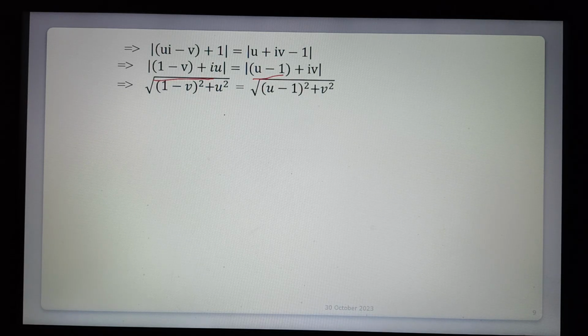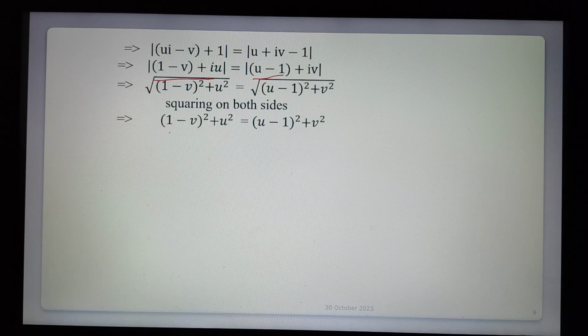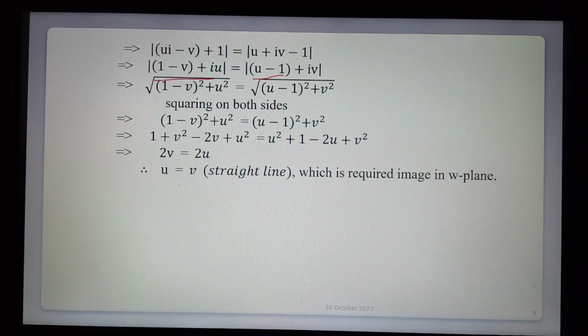Now squaring on both sides, the square root cancels. 1 minus v whole square plus u square is equal to u minus 1 whole square plus v square. Expanding: 1 plus v square minus 2v plus u square is equal to u square plus 1 minus 2u plus v square. Simplification gives 2v is equal to 2u, that is u is equal to v, a straight line, which is the required image in the w plane.